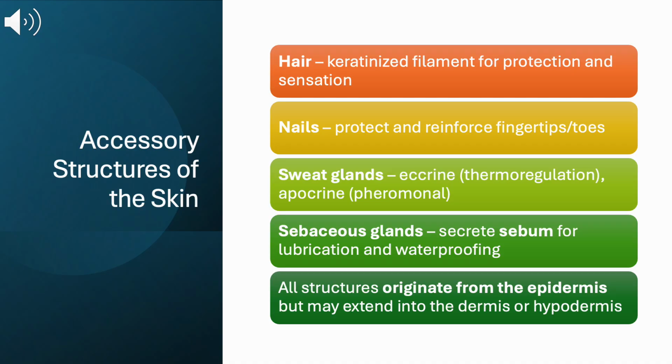Lastly, sebaceous glands are oil glands, usually connected to hair follicles. They produce sebum, a lipid-rich substance that lubricates the skin and hair, protects against water loss, and has antimicrobial properties. These glands become more active at puberty due to hormonal changes. All of these structures originate from the epidermis, but as they develop, they often grow down into the dermis or hypodermis, highlighting the close functional and structural relationships between all layers of the skin.